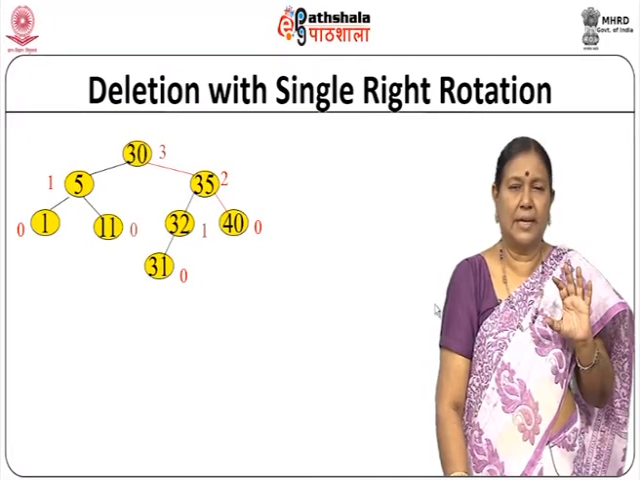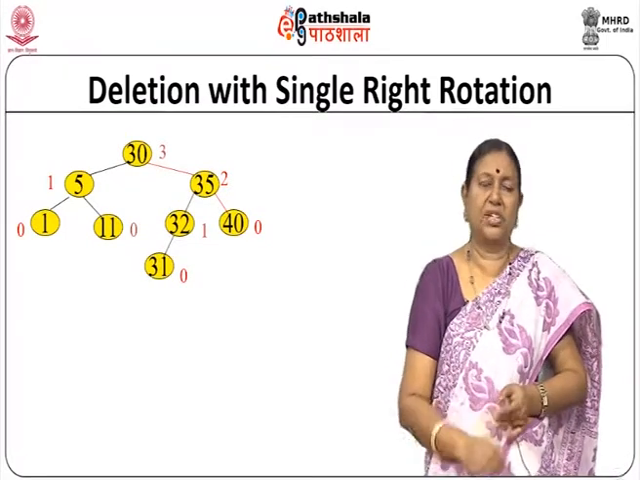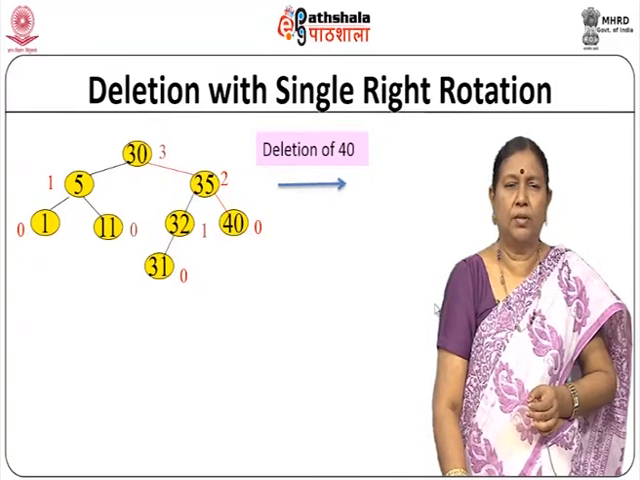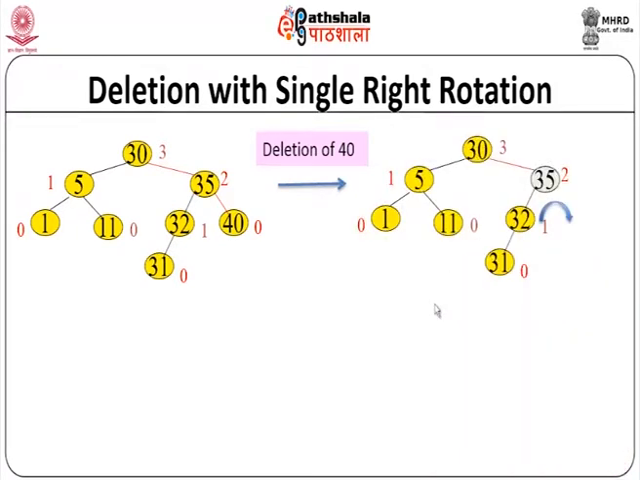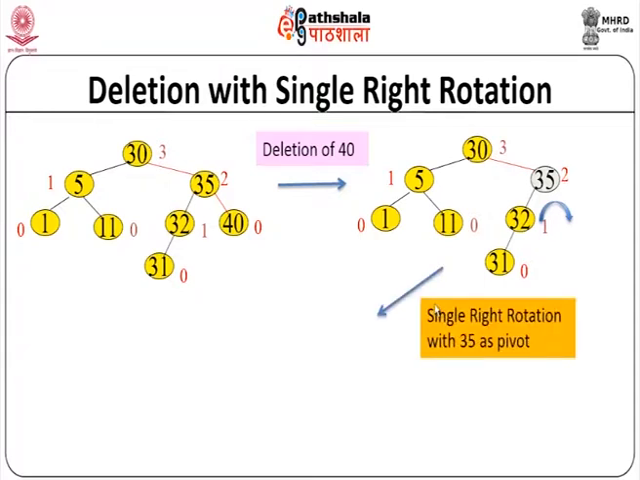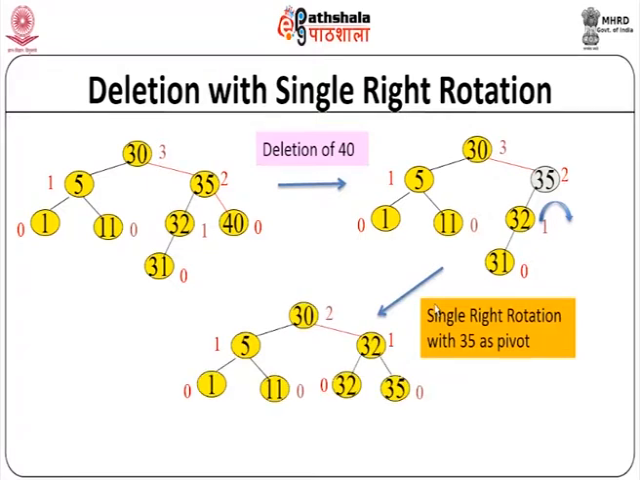Now, let us take an example of deletion with single right rotation. So, here I am deleting the node 40. Now, when I delete the node 40, what happens? There is an imbalance at 35. So, I right rotate 32 about the pivot 35. So, single right rotation with 35 as pivot. So, I get this, and now I have a balanced node. So, this is deletion causing an imbalance. Please note that previously we discussed with respect to the heights, but here we are talking with respect to the imbalance.